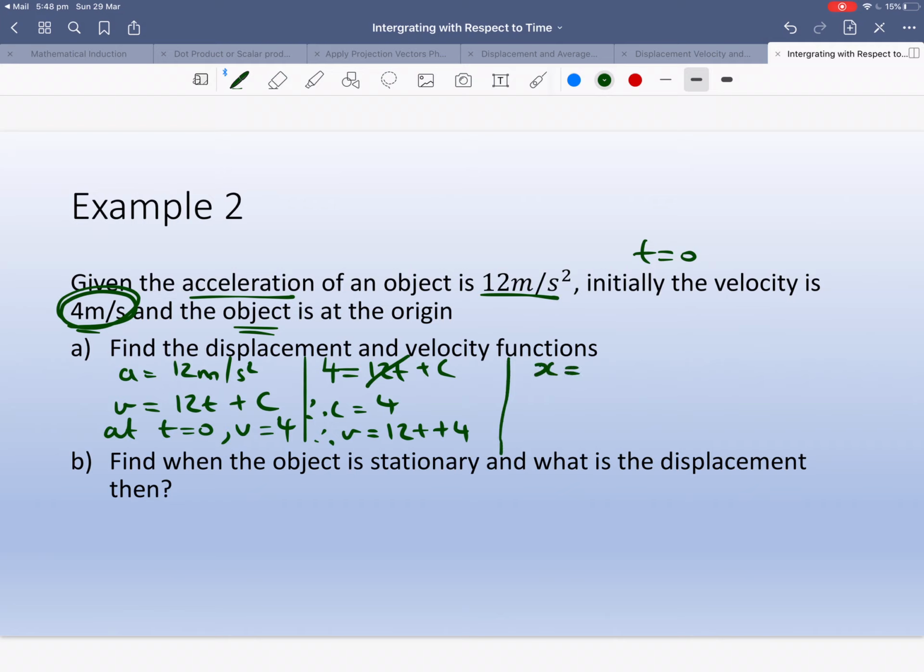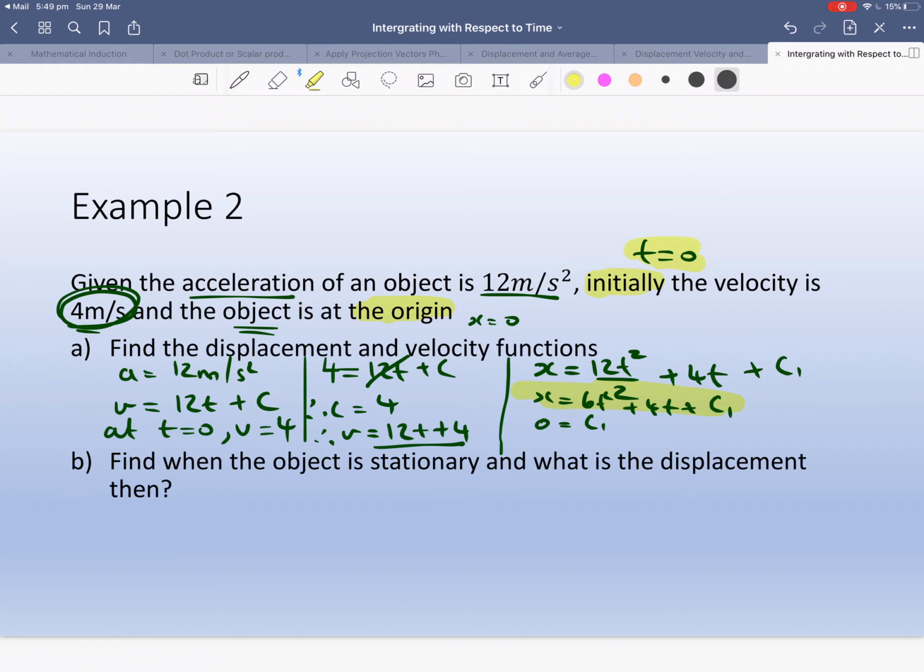we're going to integrate this again. So we're going to get 12t squared on 2 plus 4t plus c1. So we get x equals 6t squared plus 4t plus c1. And this one's interesting. Initially, so at t equals 0, the object is at the origin. So that means that x equals 0. Okay? So 0 equals c1. So essentially, this is our displacement formula without the c1. So therefore, x equals 6t squared plus 4t.